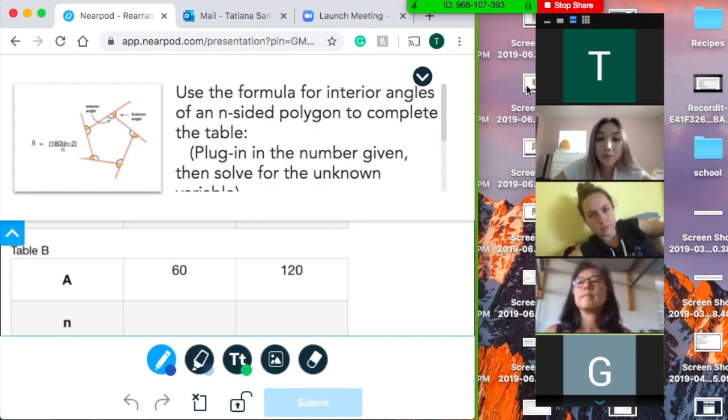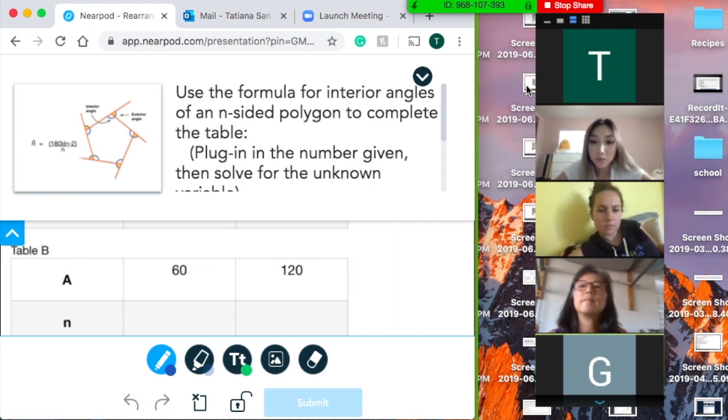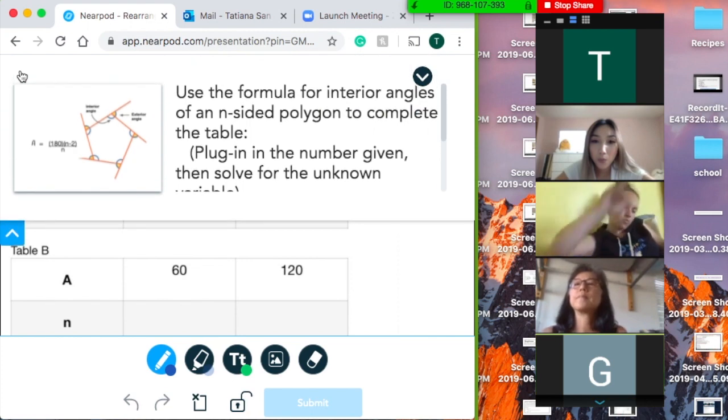Sticking with the same formula for the interior angles, this is where you're going to use your pen and paper. Use the formula and fill out tables A and B, but let's read the directions first. It says to use the formula for the interior angles of an n-sided polygon to complete the table. In both tables, plug in the number given and then solve for the unknown variable. You can draw it in or type it in. There should be buttons at the bottom of your screen, and if you click the arrow on the top left, it makes the directions go up and down.